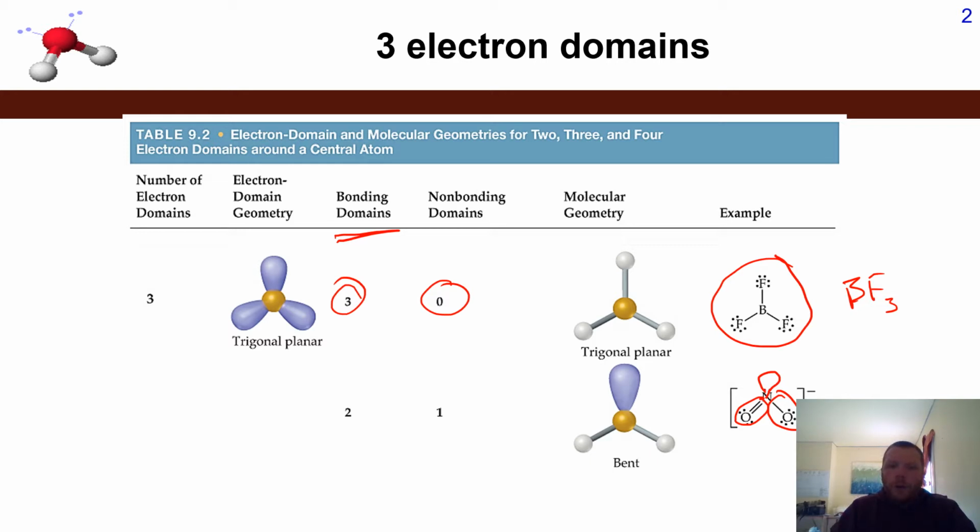Now, you also have NO2 minus, so a total of 3 electron domains, 2 bonding domains, and 1 non-bonding domain. Now, what that means is that that non-bonding domain occupies a little bit more space. And so what that is going to do is more or less press down on the bonding domains and occupy more space, in which case it's not going to be a trigonal planar molecule, but rather it's going to be a bent molecule. And bent is a structure that we're going to see more and more throughout this discussion.